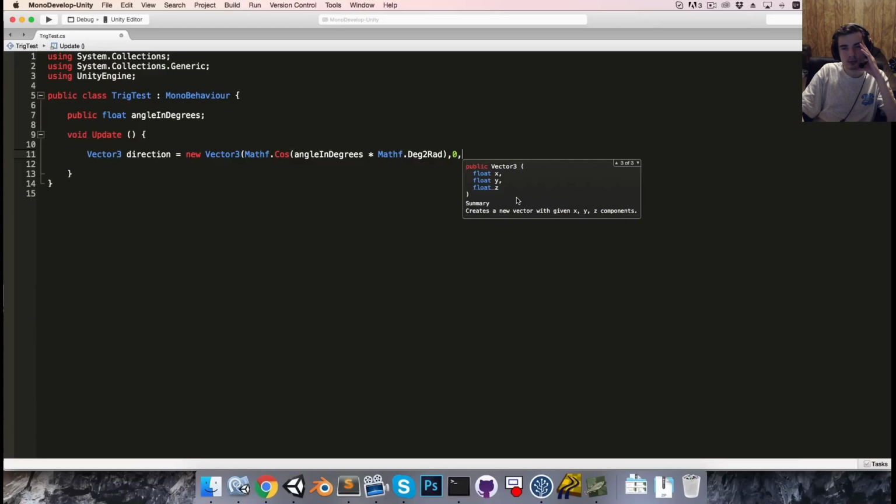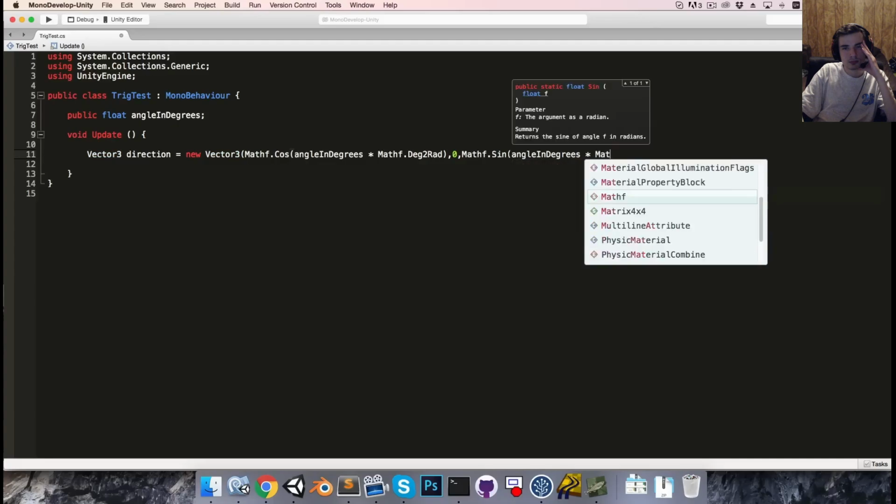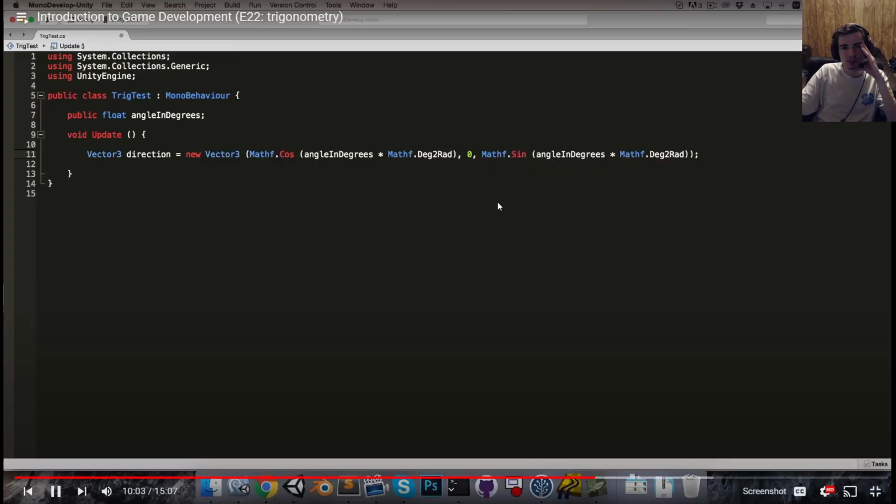Then on the z-axis for this vector, let's have Mathf.Sin of angle in degrees multiplied by, once again, Mathf.Deg2Rad.